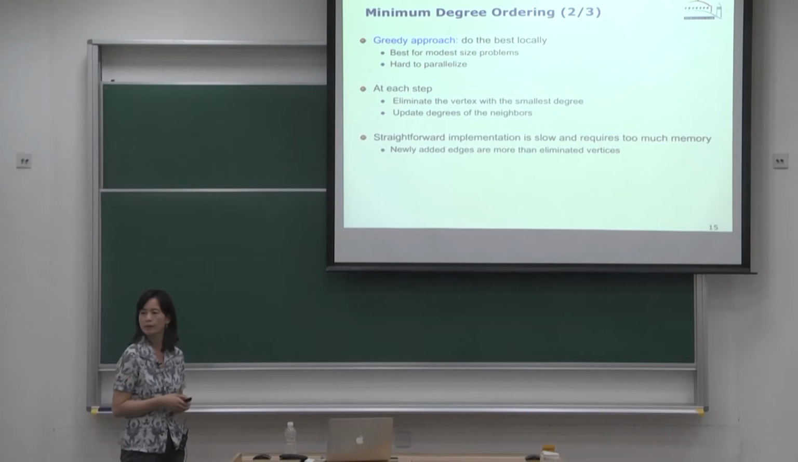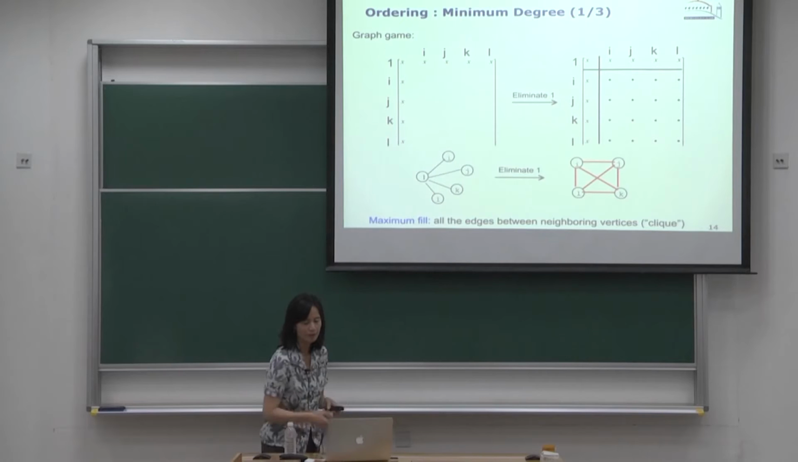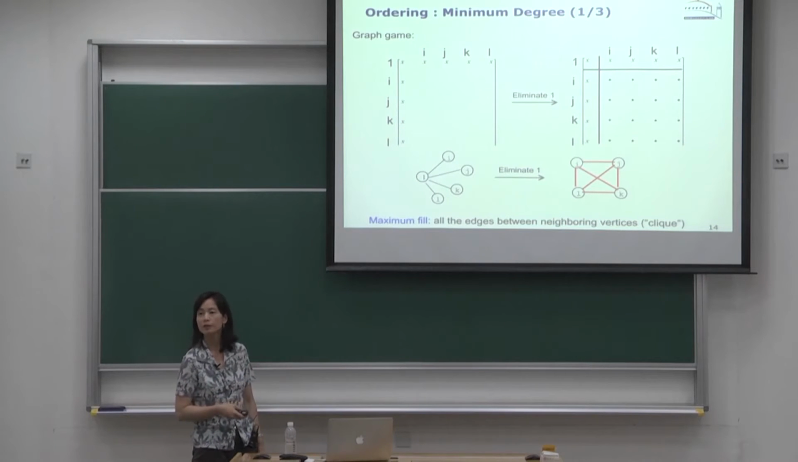Maybe the most far from the diagonal? That's not quite right. So I want to remember my goal is to minimize the number of these red guys generated, minimize the clique generated each time.